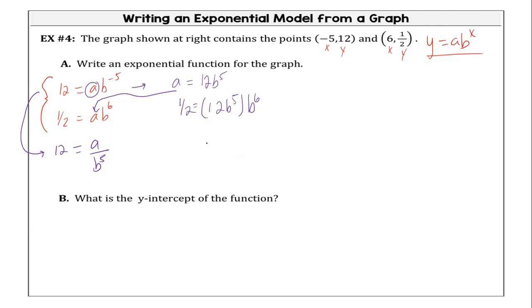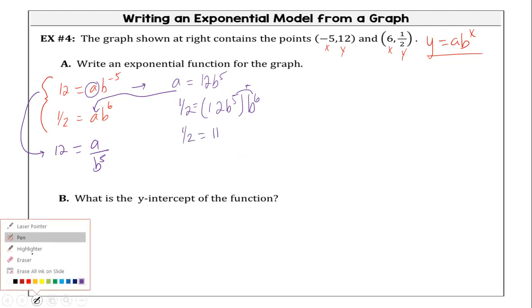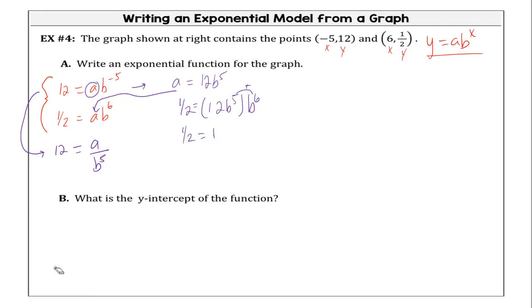We're going to clean this up. What do I do with the b to the 5th and b to the 6th? I combine the powers through what operation? Addition. So I'm adding these two together. So I'm left with 1/2 equals 12 b to the 11. 5 plus 6 is 11.